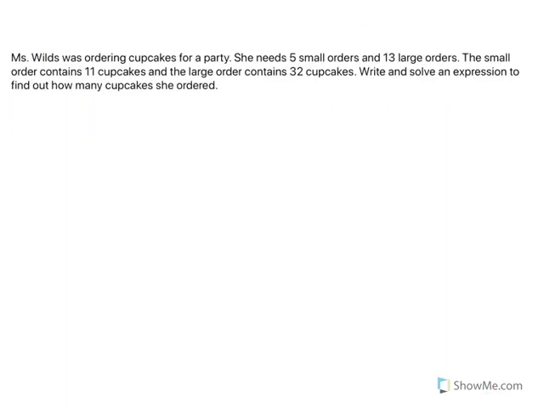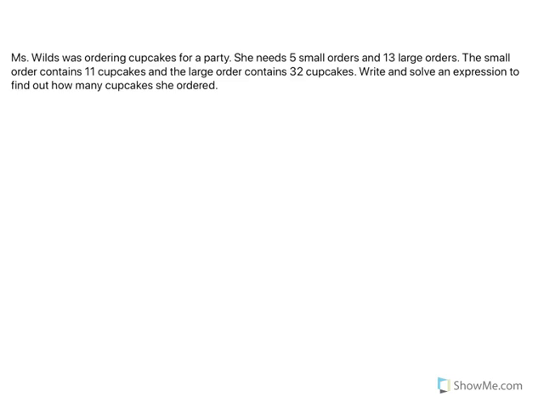Miss Wilds was ordering cupcakes for a party. She needs 5 small orders and 13 large orders. The small order contains 11 cupcakes, and the large order contains 32 cupcakes. It says to write and solve an expression to find out how many cupcakes she ordered. So let's do some marking up in this question just to kind of help us out.